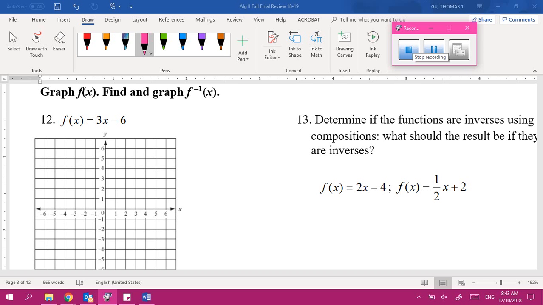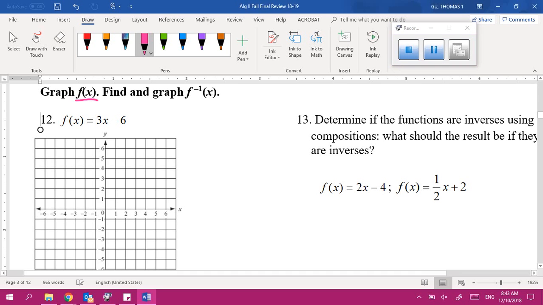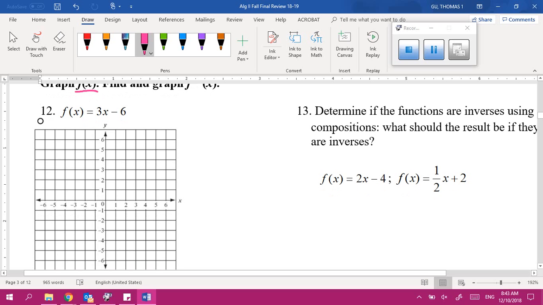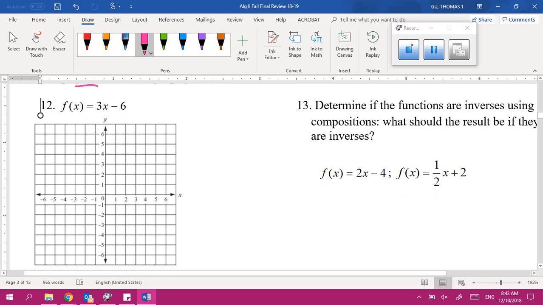12. Graph f of x. So let's graph f of x first. I'm going to put that in pink right here. So f of x is 3x minus 6. That means the y-intercept is -6. So I start on the y-axis, -6.